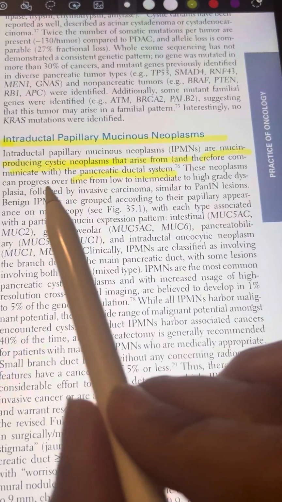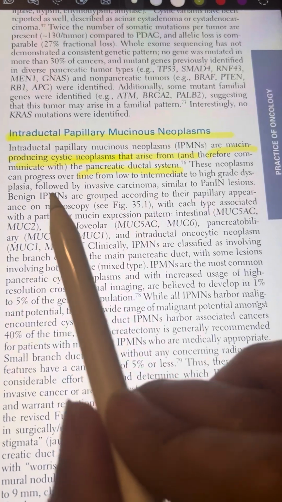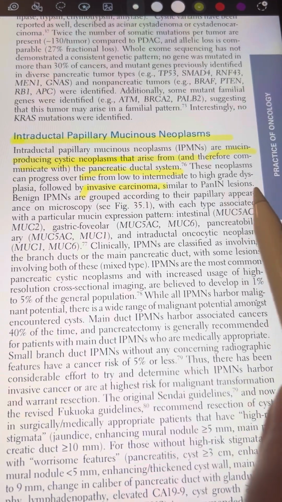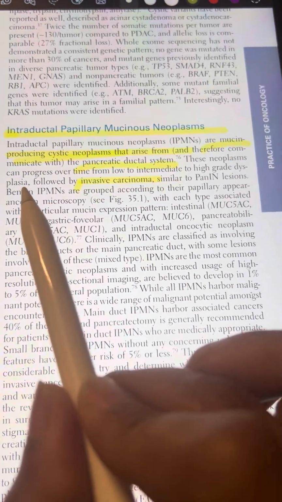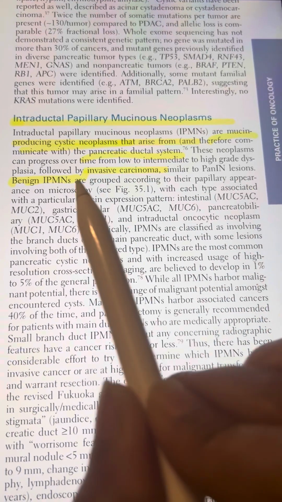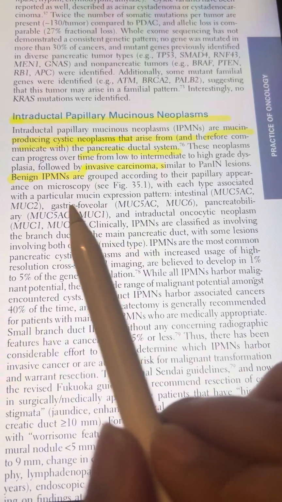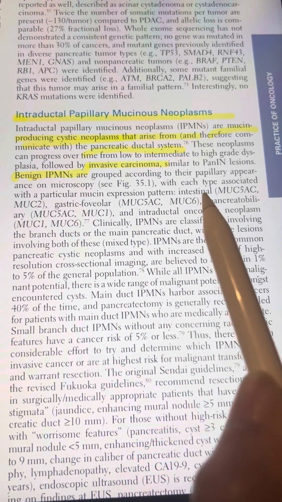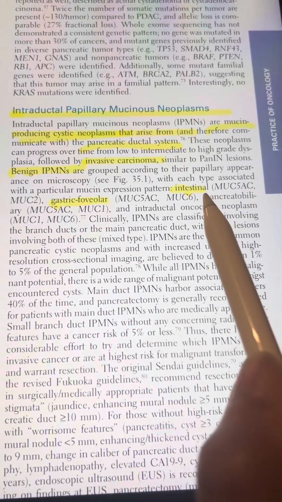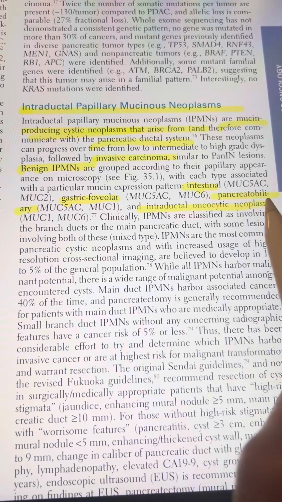This neoplasm can progress over time from low to intermediate or to high grade dysplasia, followed by an invasive carcinoma, similar to pancreatic intraepithelial lesions. So there are benign IPMNs, classified according to their papillary appearance on microscopy, each associated with a particular mucin expression pattern: there is intestinal type, gastric type, pancreaticobiliary type, and intraductal oncocytic neoplasms.